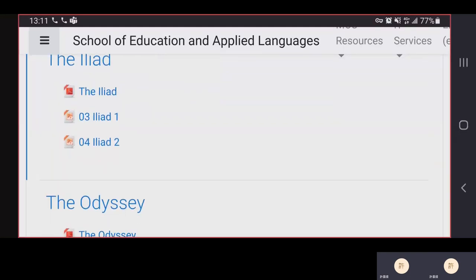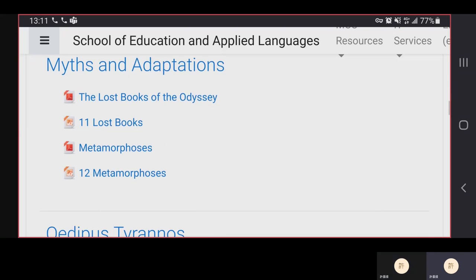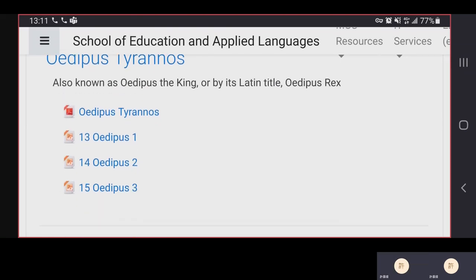Okay, so the first unit, the Iliad, the PDF of all that we will be reading is here. The questions for week 3 and week 4. Same logic, the Odyssey, and then the questions for weeks 5, 6, and 8. The myths and adaptations, the lost books of the Odyssey, the 4 stories we're going to be reading, and the questions. And then the part of the Metamorphoses we'll be reading, and the questions. Again, the Oedipus files are not the latest, but if you want to take a peek, you can look at them already if you want. The story of Oedipus is also in that book, Mythology. So if you get lost in the play, you can also check the book.